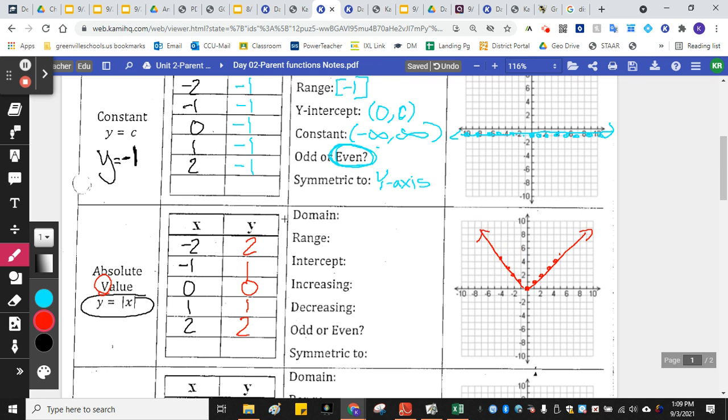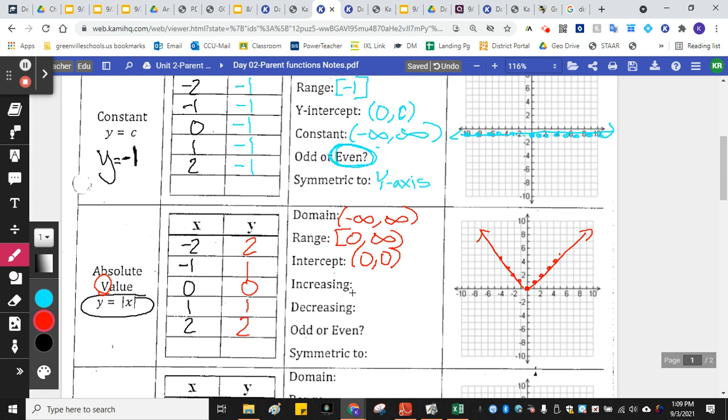Domain? Pretty consistent, right? Negative infinity to positive infinity. Range, 0 to infinity. Intercept, 0, 0.